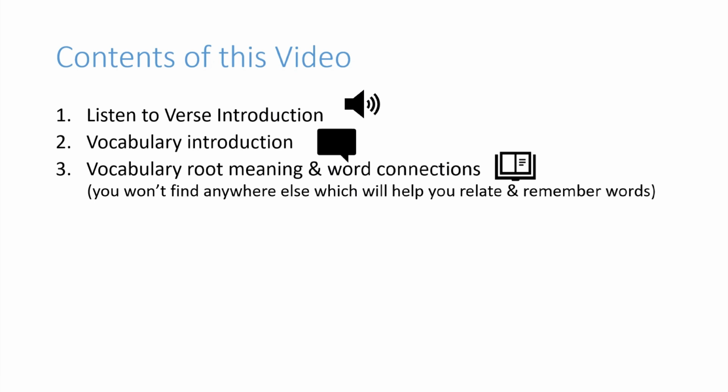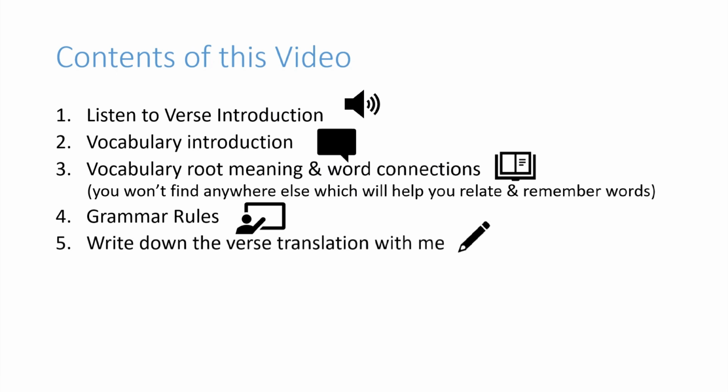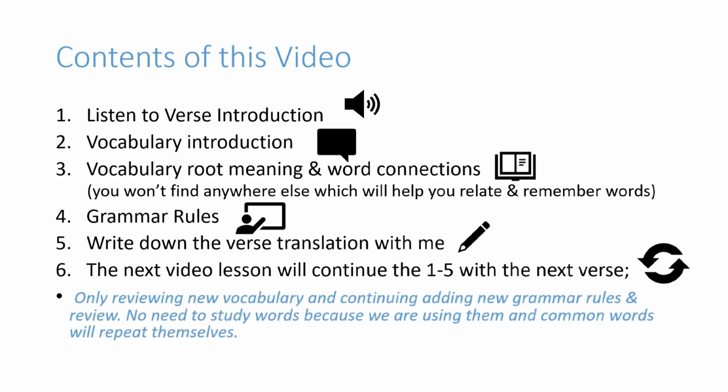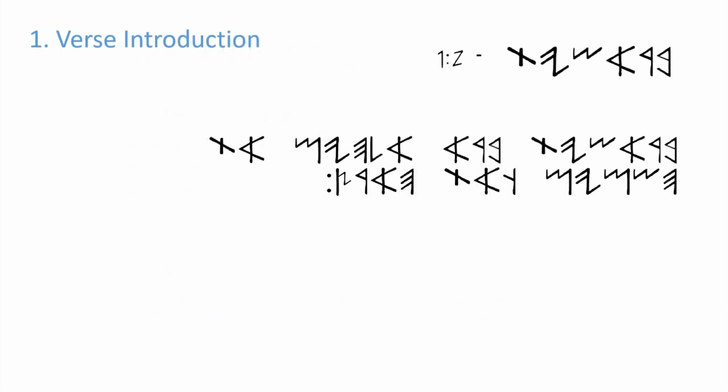The next thing we're going to do is talk about the grammar rules within the verse. The cool thing about this is that the grammar rules and vocabulary for each verse we do are going to repeat. You don't need to study anything. You just need to be actively translating along with me. Then we're going to write down the translation according to what we learned, and we're going to dissect the words, and we should be very sharp by now because it's not going to be overwhelming.